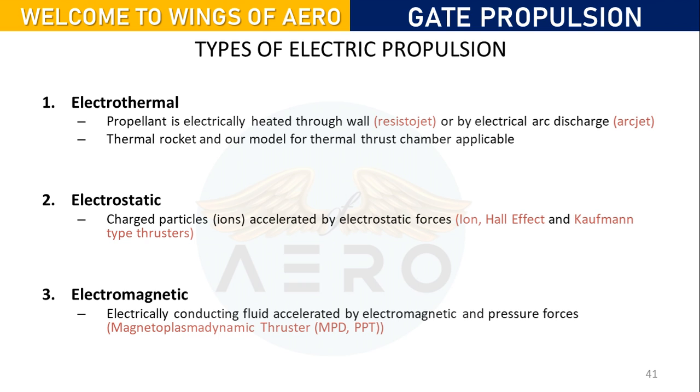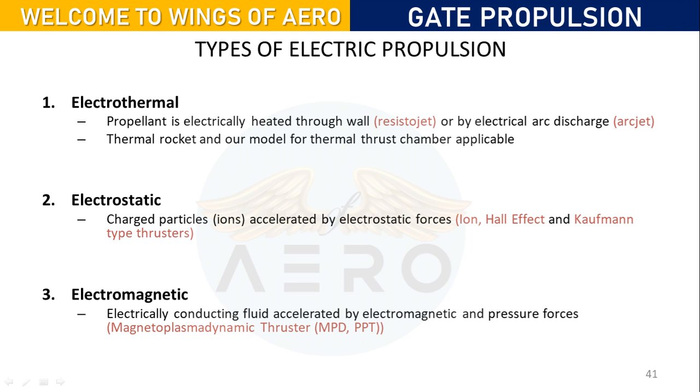By the name thermal, right? They will have some kind of wall with two differently charged particles. Due to this difference of charge, an ionized gas will be formed. It will get heated up, it will get ionized and it will be expelled out. That's how the propulsion system works in this electrothermal process. That applies to both the resistojet and the arcjet.